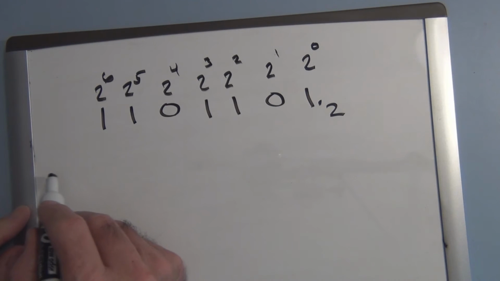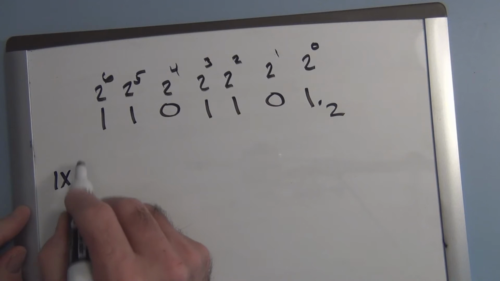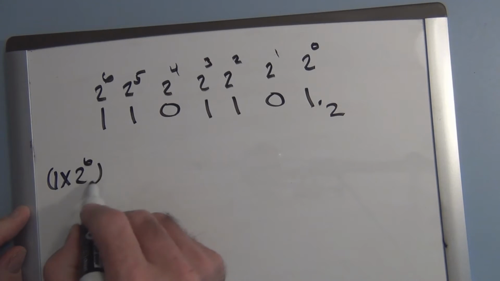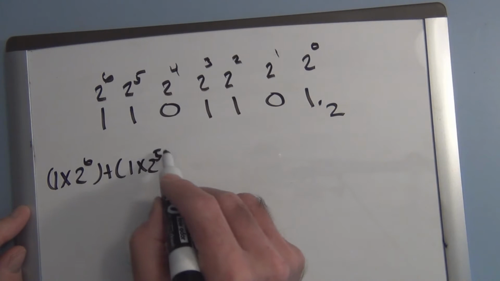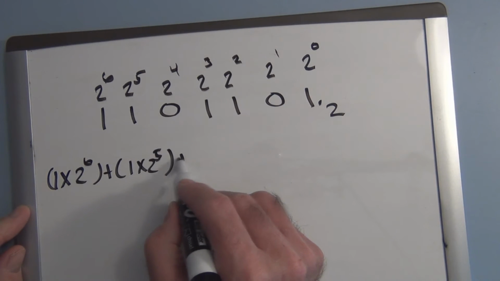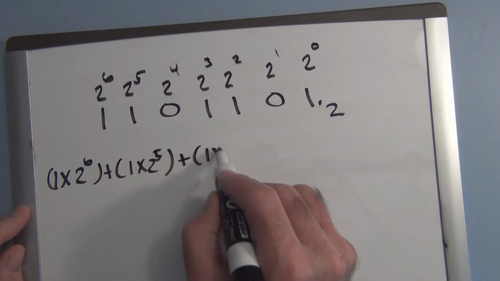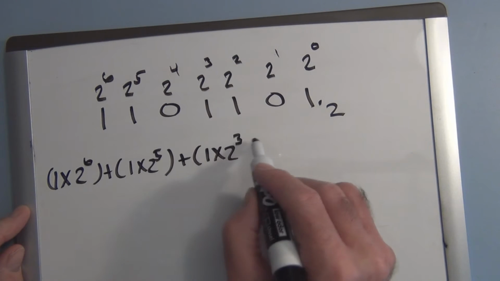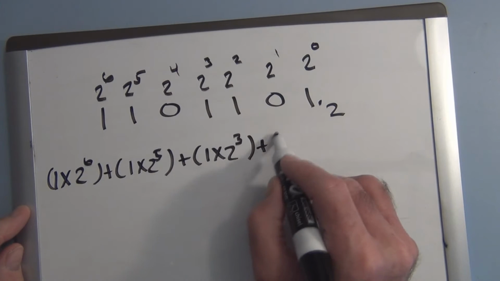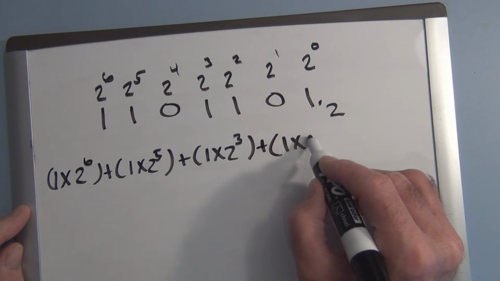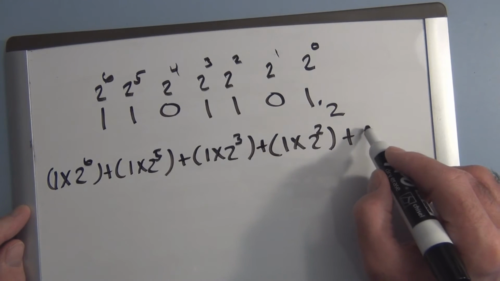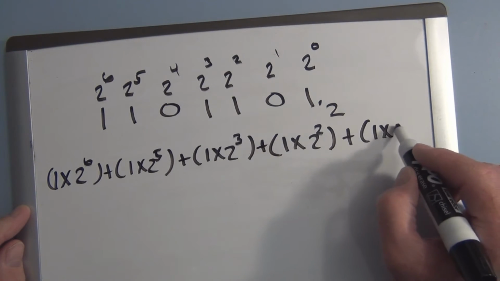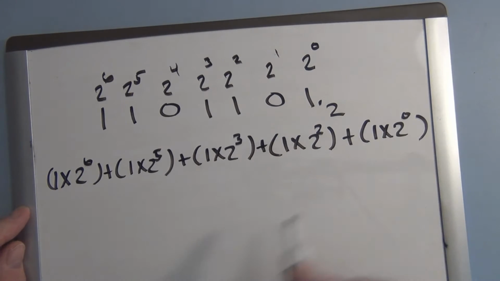So we start off here, I guess. We'll say 1 times 2 to the 6, plus 1 times 2 to the 5th, plus 1 times 2 to the 3rd, plus 1 times 2 to the 2nd, plus 1 times 2 to the 0.